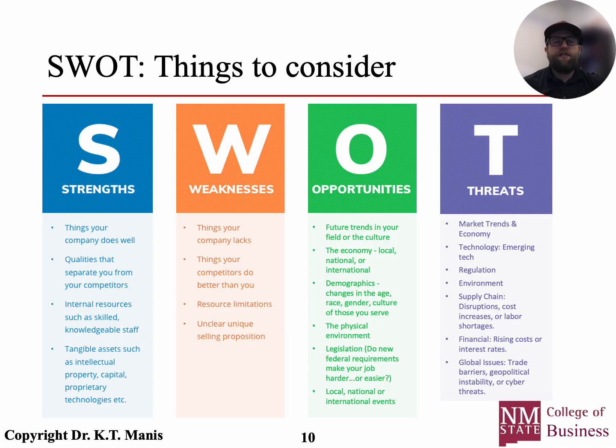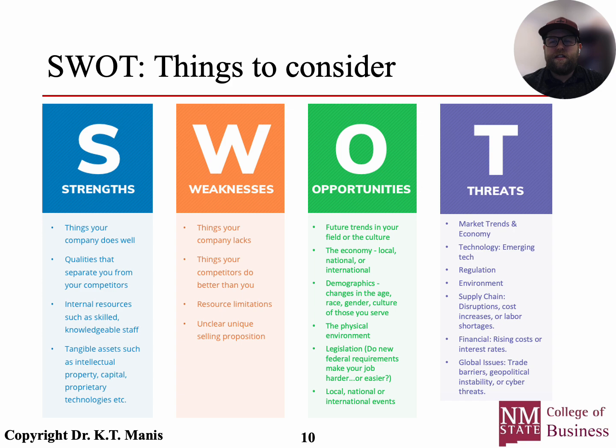Okay, so here are some examples of areas in which you might want to consider strengths, weaknesses, opportunities, and threats whenever you're assessing them through the case analyses, as well as whenever you're working on your strategic marketing plan, because that's an additional assignment that we go through in this course, right? So we have our strengths, right? Things your company does well, qualities that separate you from your competitors. You have your weaknesses, things that your company lacks, things your competitors do better than you.